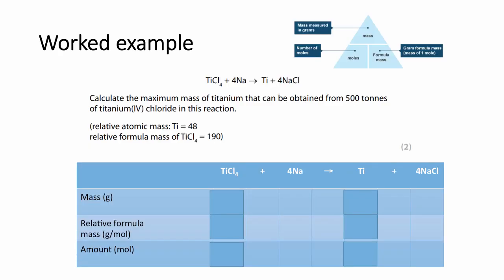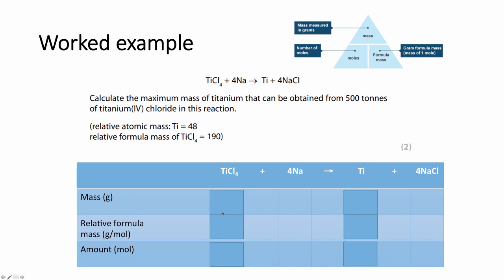Calculate the maximum mass of titanium that can be obtained from 500 tonnes of titanium chloride. And we've got a balanced equation provided, and we can see that 1 mole of titanium chloride reacts with 4 moles of sodium to make 1 mole of titanium and 4 moles of sodium chloride. Now actually what we're really interested in is, since the titanium chloride is the limiting reagent and it's titanium we need to find out about, we don't really need to worry too much about the amount of sodium and sodium chloride. And I've laid out a table which looks at the relationship between titanium chloride and titanium.